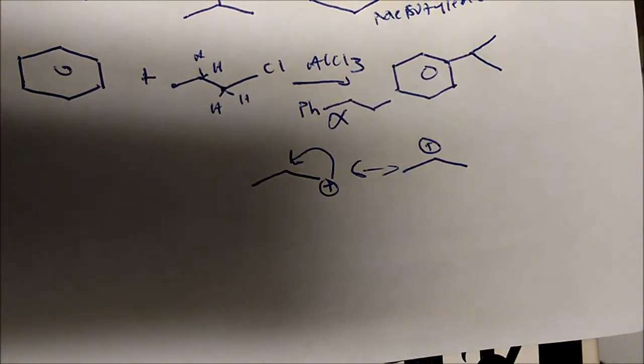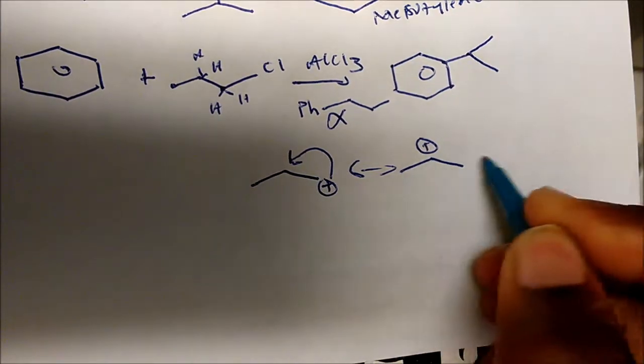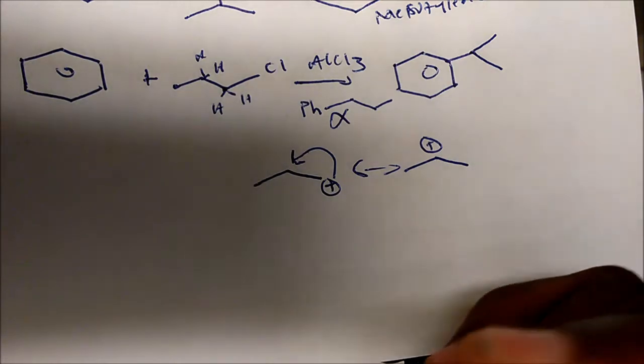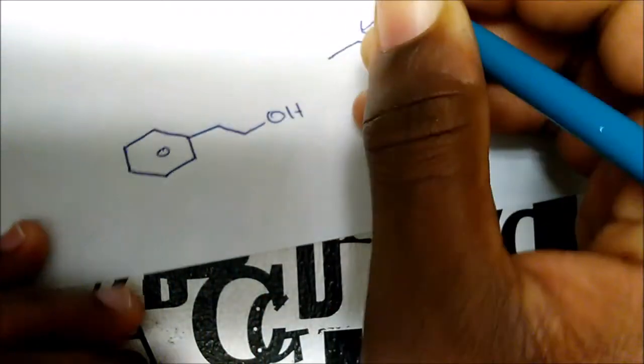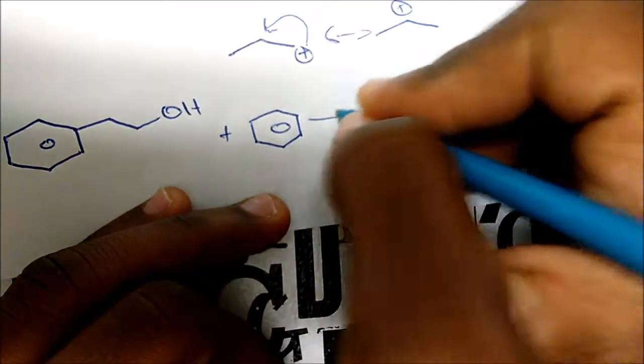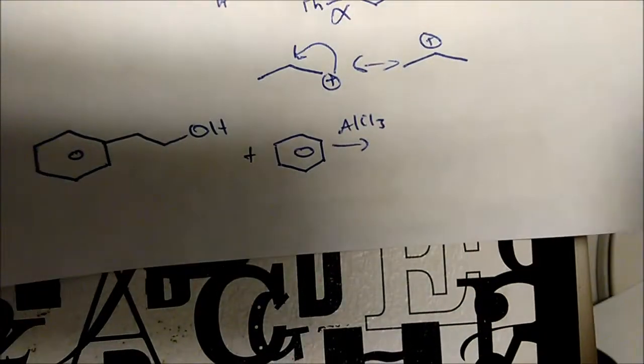Okay, so notice the difference. I have carbocation rearrangement. Notice the difference. This is more substituted than this here. Okay, so let's look at another example. So what if I take this molecule here and I react it with benzene and some sort of aluminum trichloride, some sort of Lewis acid? What will be my product?